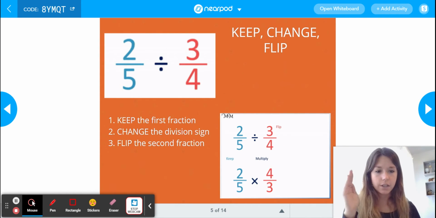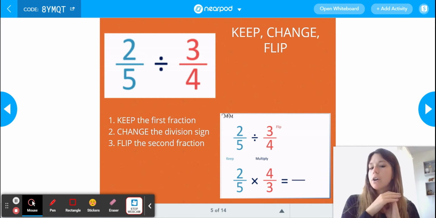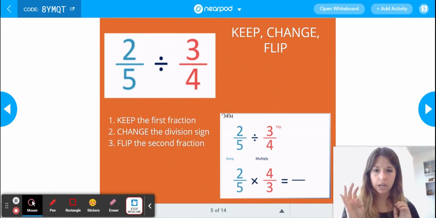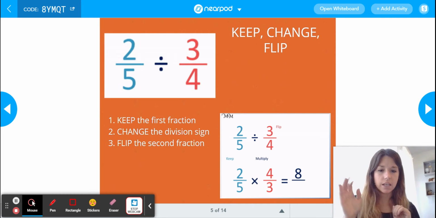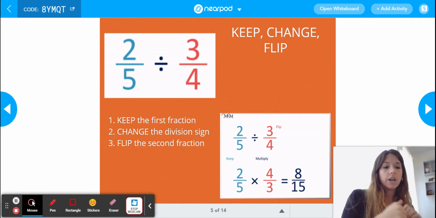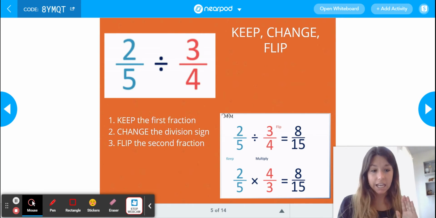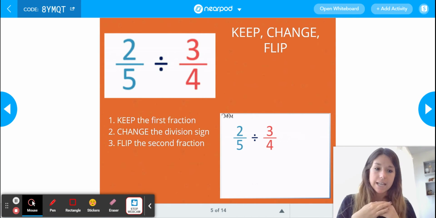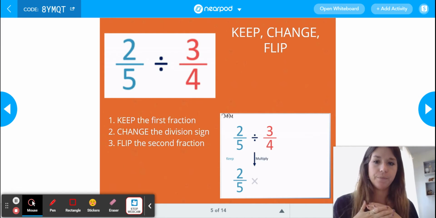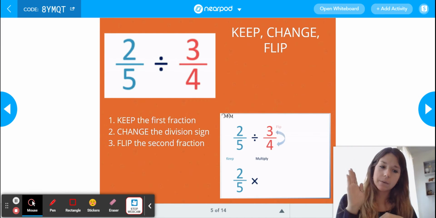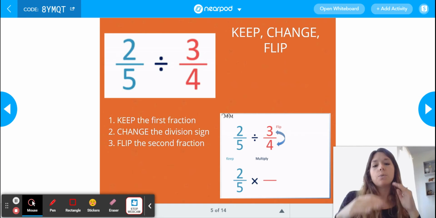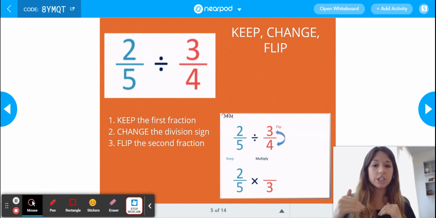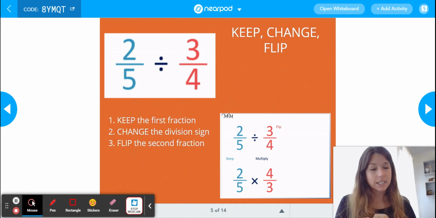So if 2/5 is our first fraction, we keep it. We don't do anything to it. So we have 2/5. We're just going to bring it down on our paper and we're going to keep it exactly the same, 2/5. Our next step is change. So we have a division sign. We're going to change it to a multiplication symbol. So far we have keep our 2/5. We have change our division sign to a multiplication sign.